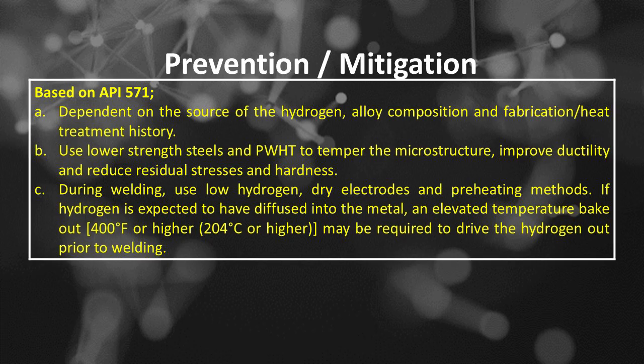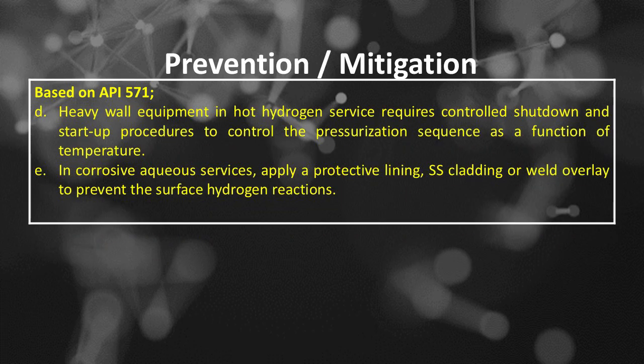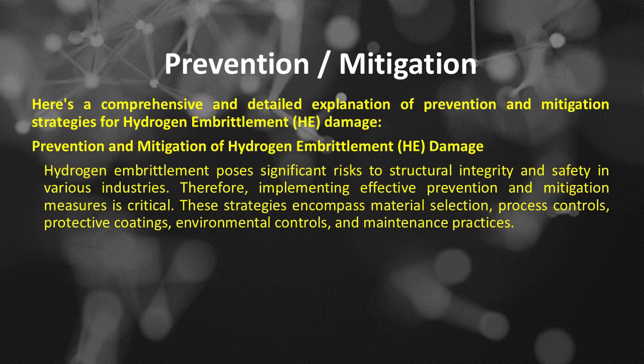If hydrogen is expected to have diffused into the metal, an elevated temperature bake out, 400 degrees Fahrenheit or higher, 204 degrees Celsius or higher, may be required to drive the hydrogen out prior to welding. Number D, heavy wall equipment in hot hydrogen service requires controlled shutdown and startup procedures to control the pressurization sequence as a function of temperature. Number E, in corrosive aqueous services, apply a protective lining, SS cladding, or weld overlay to prevent the surface hydrogen reactions.